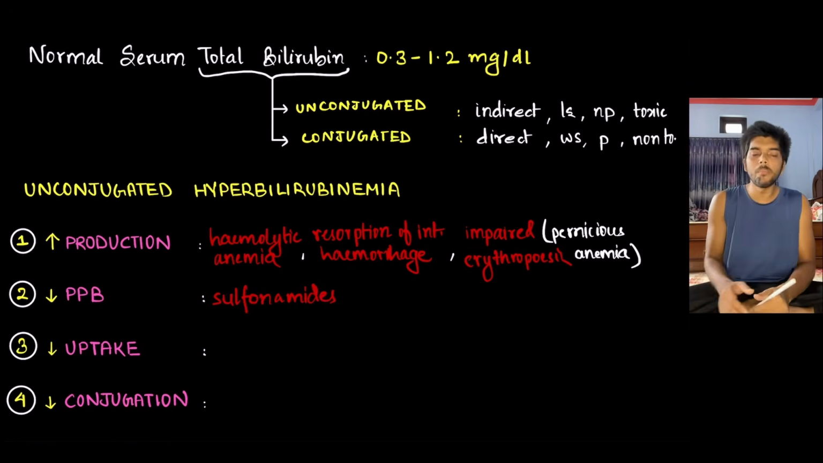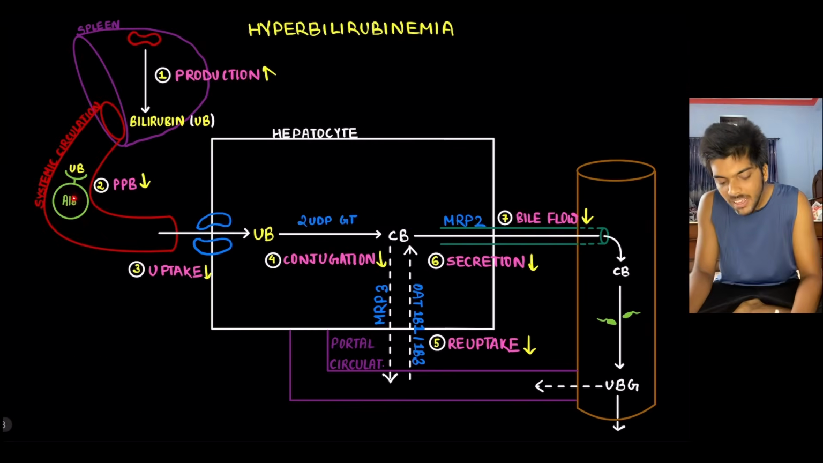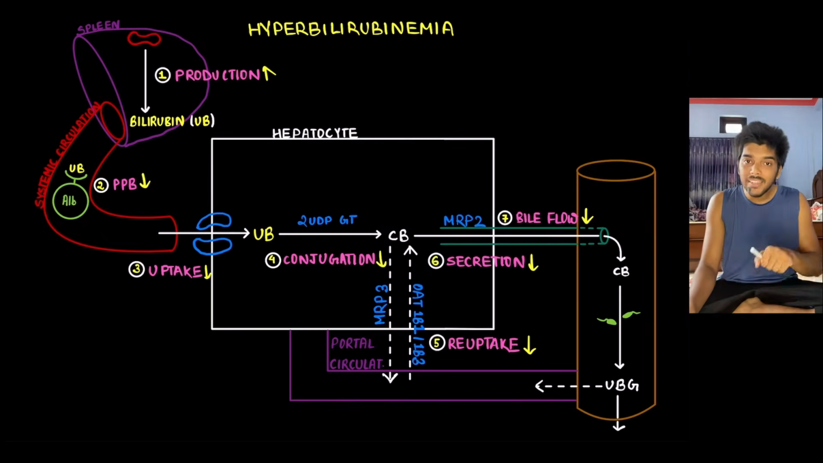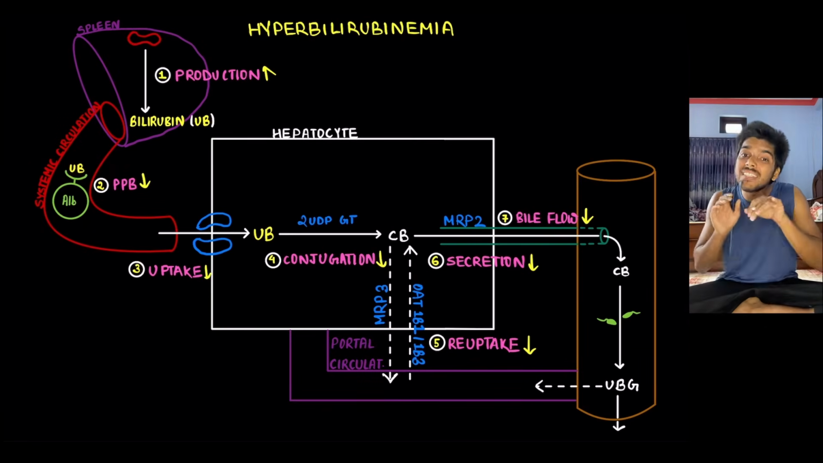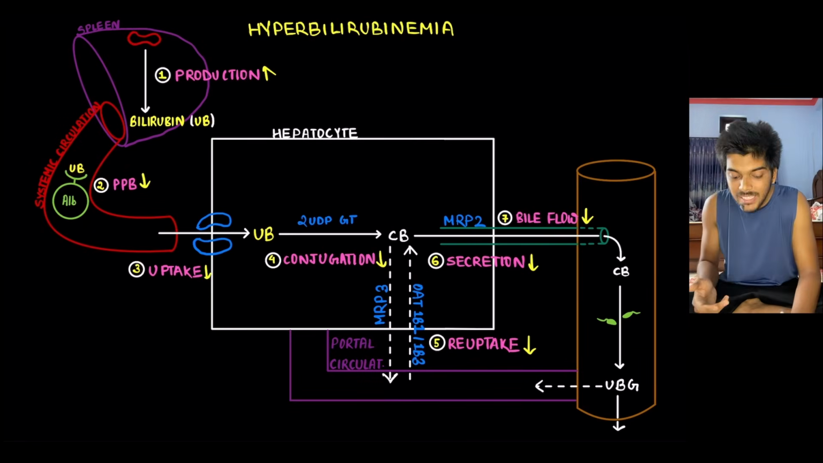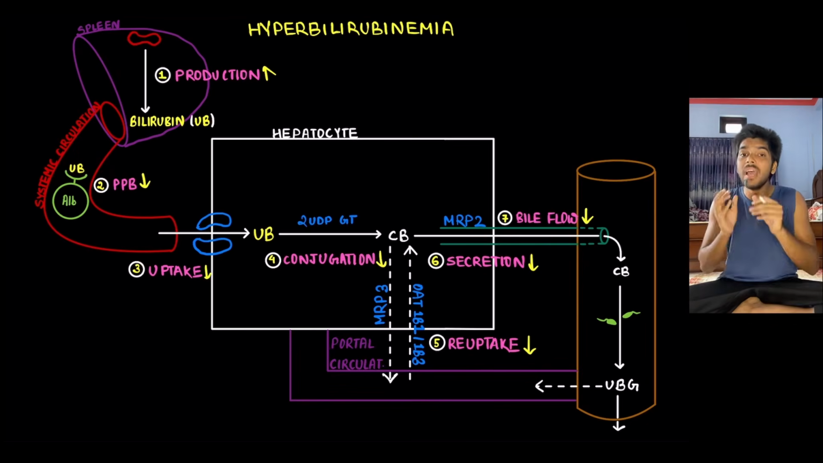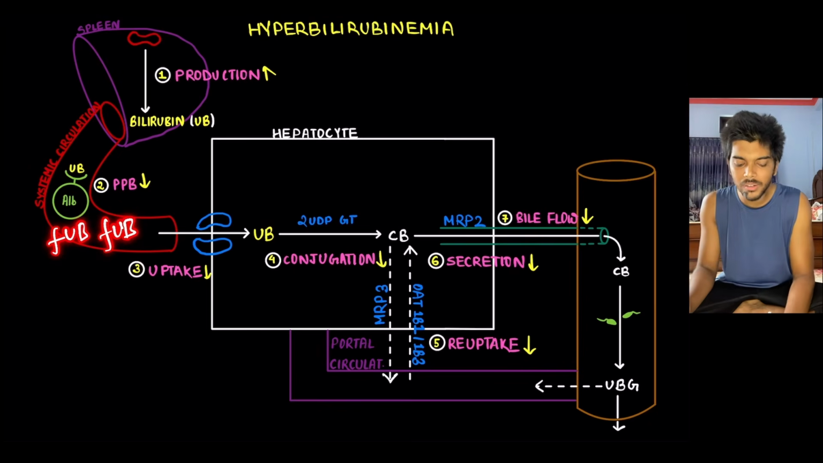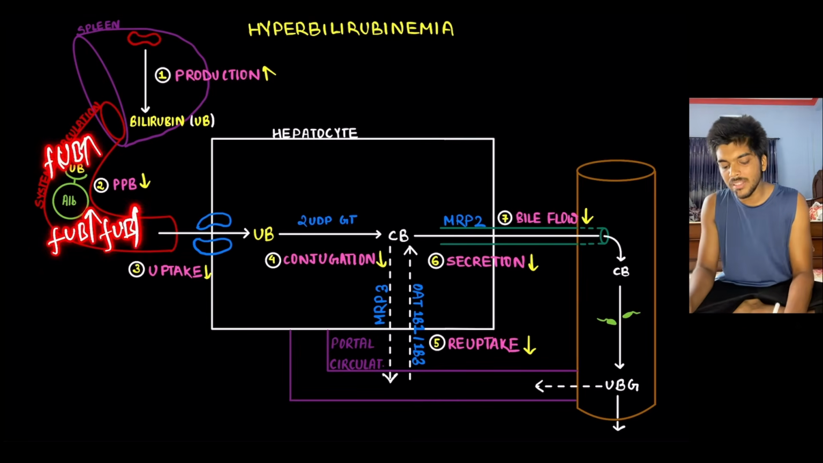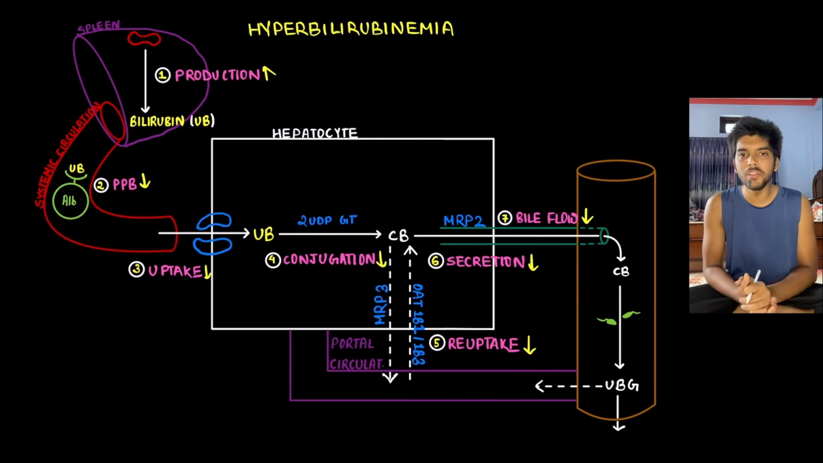See, sulfonamides have a higher affinity to albumin. That is why they displace the unconjugated bilirubin and itself attach with albumin. So now what happens? There is free unconjugated bilirubin in the blood, leading to an increase in the level, unconjugated hyperbilirubinemia.